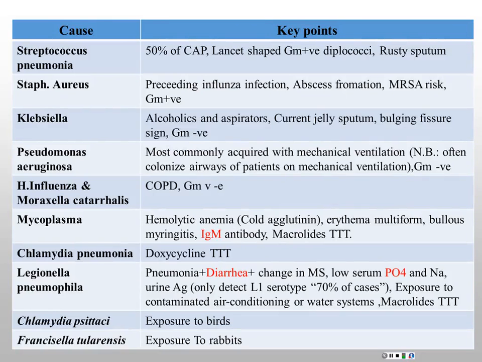Legionella, remember Legionnaires' disease: pneumonia, diarrhea, change of mental status, change in serum chemistry regarding the sodium and phosphorus. Also, you have to know that we order urine Legionella antigen, but it doesn't mean that the patient doesn't have Legionella infection if it comes back negative, because it's only testing for the L1 serotype, which is about 70% of the cases. So you may have Legionella pneumonia in 30% of cases and have a negative urine Legionella antigen.